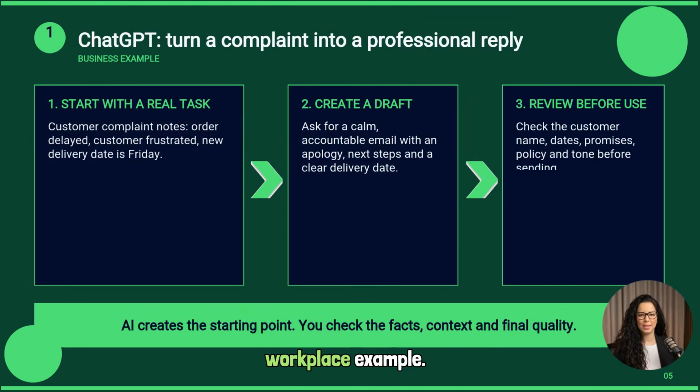Here is a simple workplace example. A customer is unhappy because an order is late. ChatGPT can turn rough notes into a professional response. The prompt should explain what happened, the tone you want, and the information that must be included. The output should not be copied without checking. Review the customer name, the delivery date, the promises, and any company policy. The value is speed and structure, but the final responsibility remains with the employee or business owner.